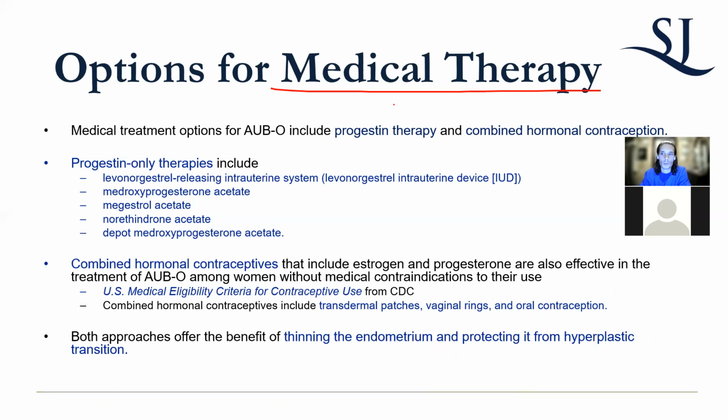But if we're talking about strictly ovulatory dysfunction, your progestin-only therapies are used, because, as I said before, you strike a balance. Those include your intrauterine system. Megestrol acetate and norethindrone are oral pills, okay? And then your depo-medroxyprogesterone acetate is your IM injection. But it's the same concept.